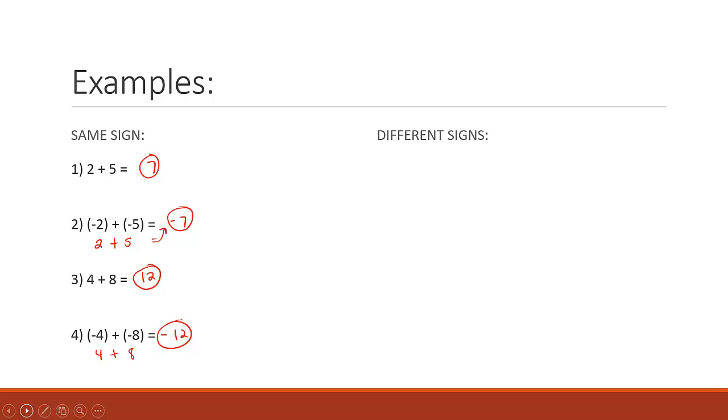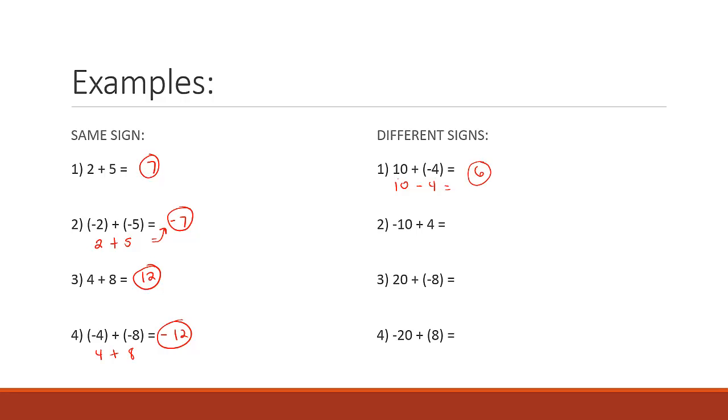Well, what about if we have numbers with different signs? 10 plus negative 4. I have $10 in the bank and I spend $4, so I still have $6 left. If we look at this algebraically, we would find the difference of the absolute values. 10 minus 4 would equal 6. And we keep the sign of the number that has the larger absolute value. So 10 was positive, so it should be positive 6.